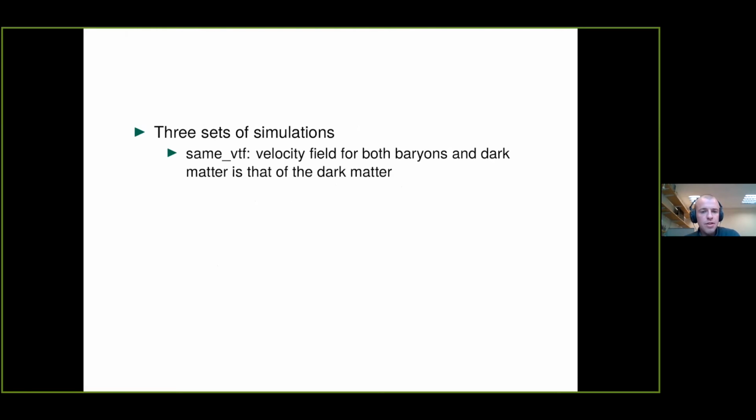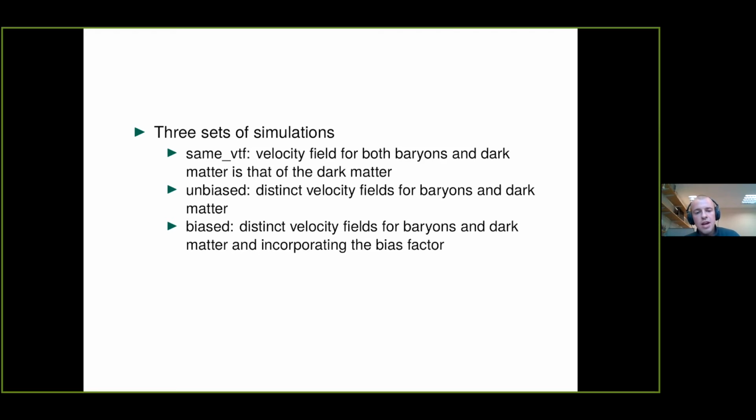So one is like a control simulation where the baryons and dark matter have the same velocity field. One where you have distinct velocity fields, but you don't incorporate this bias factor. So it's like switching on the VBC at the start time of the simulation. And one where you switch it on at the start time of the simulation and also incorporate the effect throughout the dark ages.